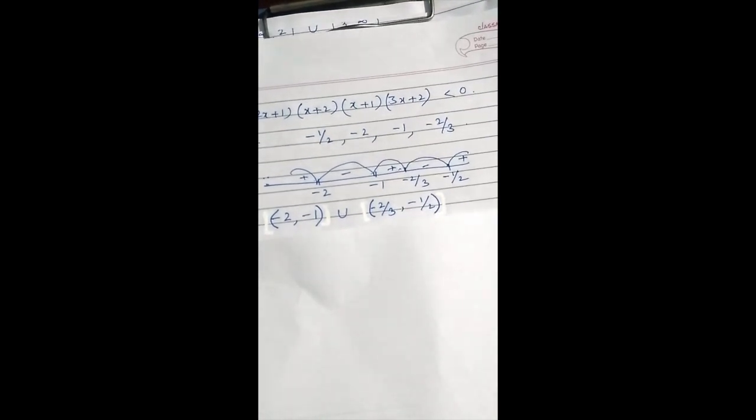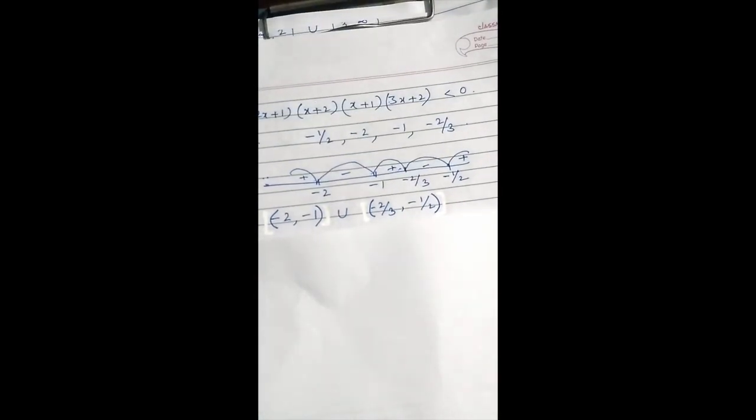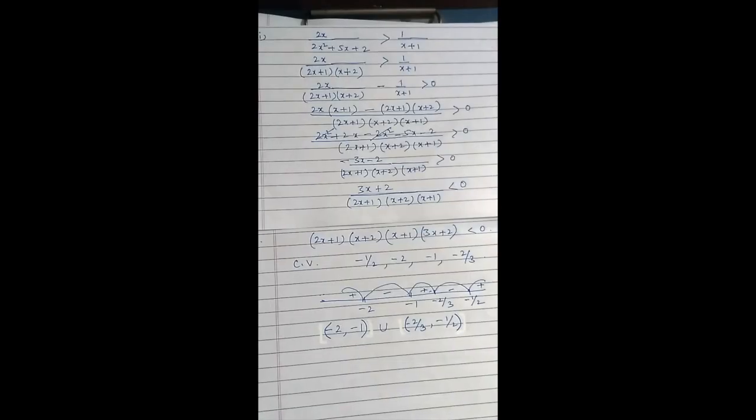Then curved brackets have been used because it was only less than 0. No equal to was there. So therefore my final answer would be curved bracket minus 2 to minus 1 curved bracket union with minus 2 by 3 comma minus 1 by 2, again both of them within the curved bracket over here. So children, now you can see the complete presentation of this whole question, which was given to you. That two rational fractions were there and you had to solve it just like the quadratic inequalities.